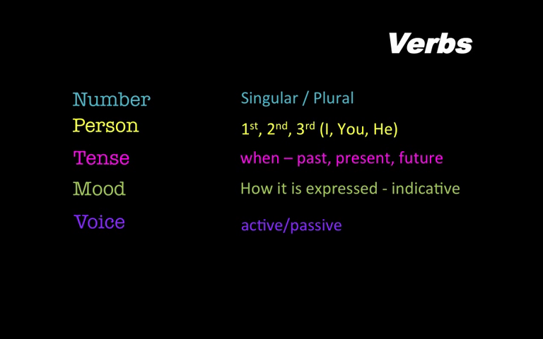When we first started looking at verbs, we learned that there were a couple different aspects to them, including number, person, tense, mood, and voice. Today we're going to take a look at tense and introduce one of the past tense verbs in Latin.